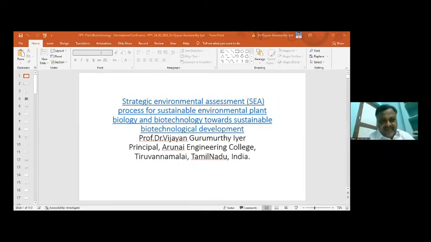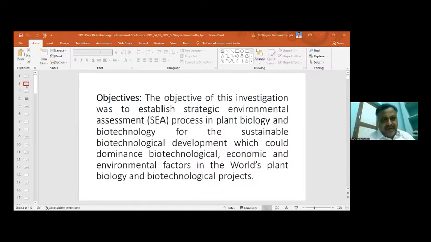The investigation is on the strategic environmental assessment process for sustainable environmental plant biology and biotechnology towards sustainable biotechnological development. Sustainable biotechnological development is a kind of development that meets the needs of the present generation without compromising the ability and efficiency of the future generation to meet their biotechnological requirements. So this has basically three pillars: environmental stewardship, social inclusion and economical growth.